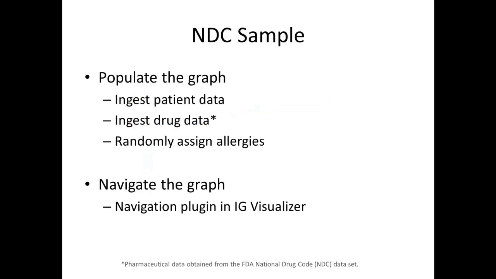In order to run this sample, there are two major steps that need to be completed. The first step is populating the graph, and that can be subdivided into ingesting patient data, followed by ingesting the drug data, and then finally assigning random allergies. The next step is to navigate the graph. This is where we can find our allergies. We'll do this in the IG visualizer.